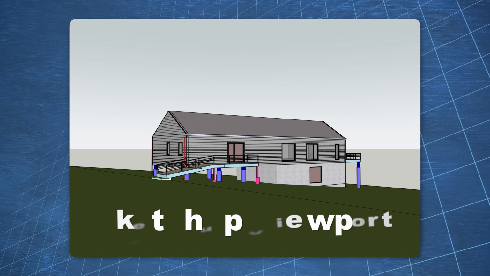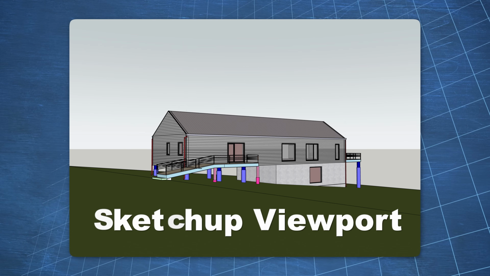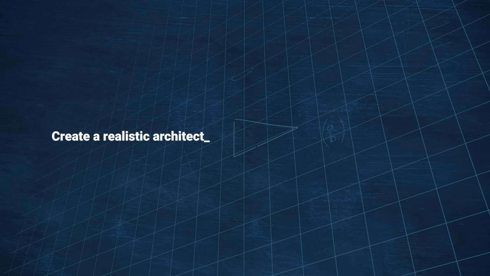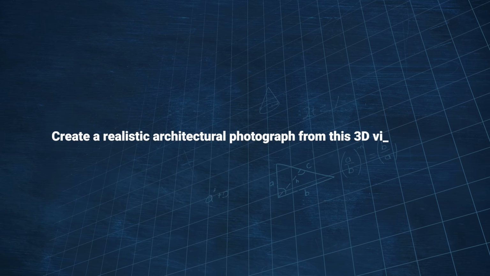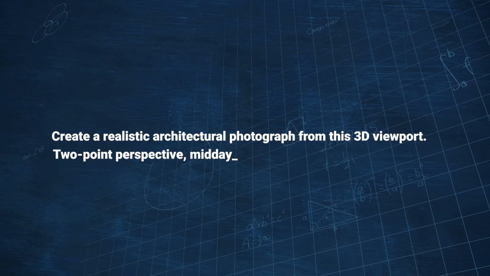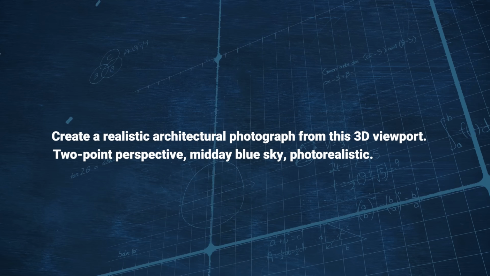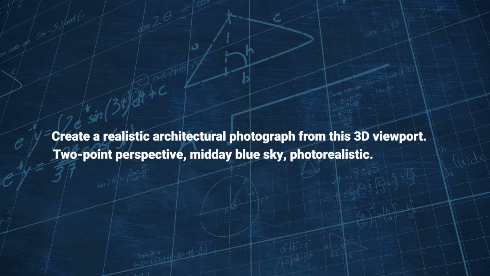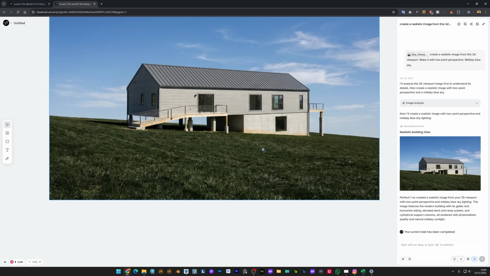So I'm starting with this basic SketchUp model, just geometry, nothing else. And my prompt is pretty straightforward. Create a realistic architectural photograph from this 3D viewport. Two-point perspective, midday, blue sky, photorealistic. I hit generate, and 30 seconds later, look at this transformation.